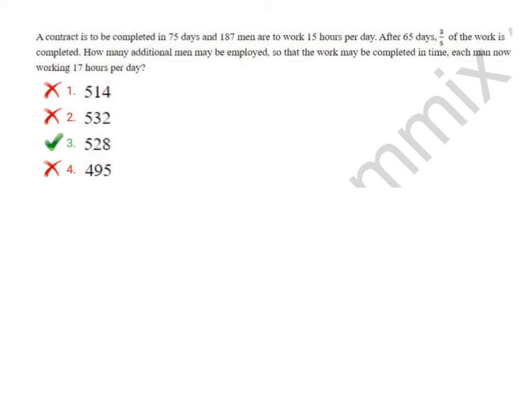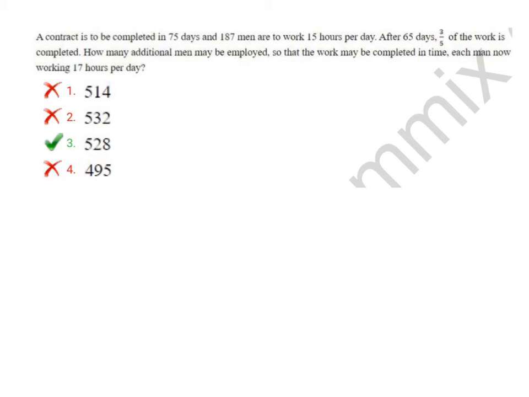Next, a contract is to be completed in 75 days and 187 men are to work 15 hours per day. After 65 days, 3/5 of the work is completed. How many additional men may be employed so that the work may be completed in time, each man now working 17 hours per day?